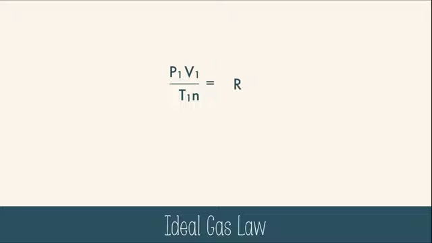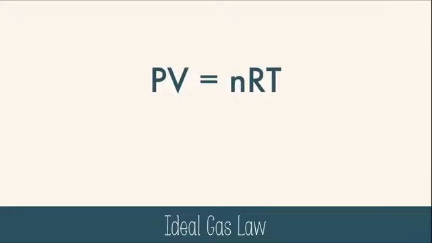And we can get rid of the division by multiplying on both sides. And you don't need the subscripts anymore either. And you get PV = nRT, the ideal gas law. Pressure times volume equals moles times a constant times temperature. So much beauty in such a small mathematical equation.